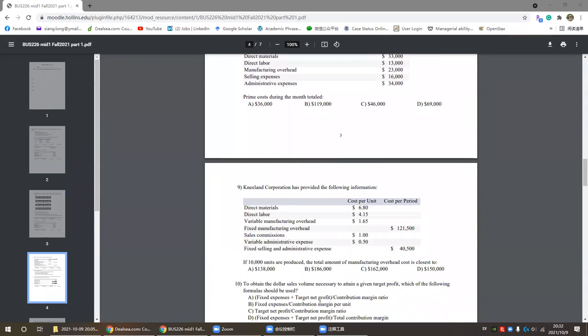Next, question 9 asks what the manufacturing overhead would be. We know that our total overhead will be equal to our fixed overhead plus our variable overhead. We already know our fixed overhead is equal to 121,500, and our variable overhead is equal to 1.65 per unit. We produce 10,000, so we multiply by 10,000. So the correct answer will be 138,000, which is answer A. Make sure you know how to do this kind of question. It should be quite easy in my opinion.